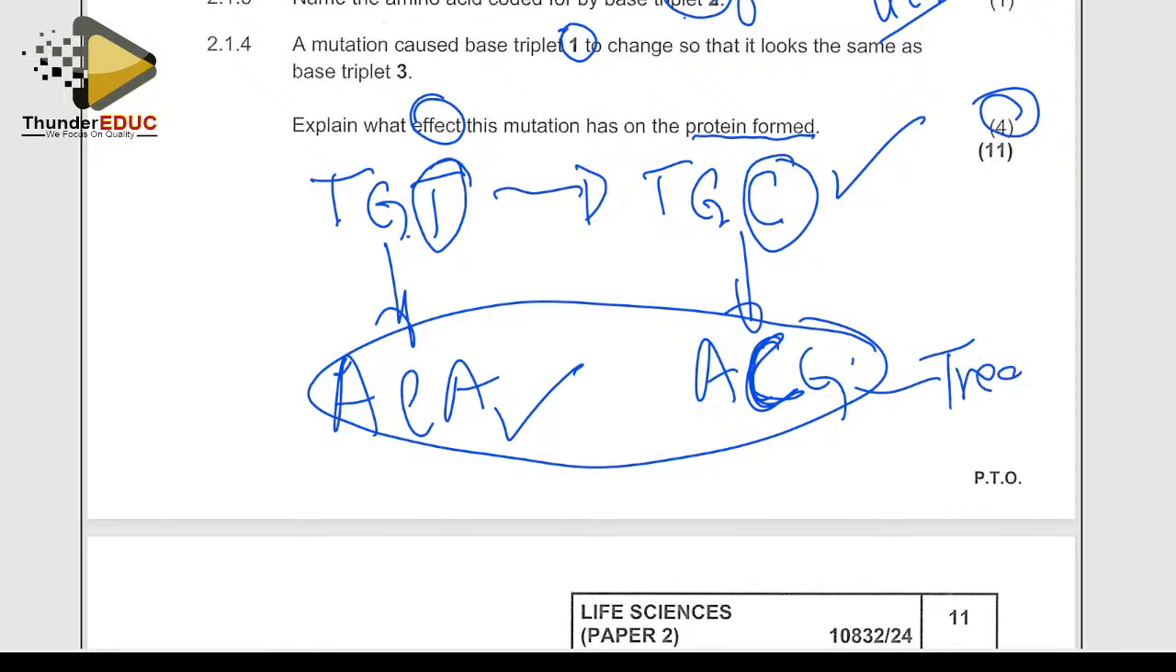Because it is the same amino acid, that's another mark. Because the same amino acid, therefore there will be no effect on the protein. That phrase, no effect on the protein, is also another mark. So: the third base changed from this to this, one mark. This codes for this, another mark. This codes for 309 and this one also codes for 309, another mark. And then there is no change in the protein, another mark, which makes 4 marks.